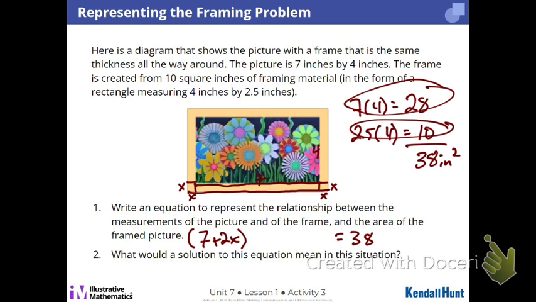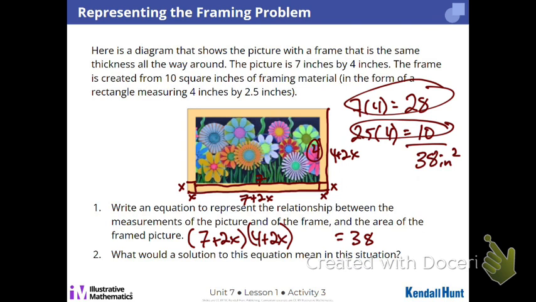Next, we're going to look at the height. I know the height has a 4 there. So what's this whole thing here? 4 plus 2x. Why can't it just be 7 plus 2x squared? Because it's not 7 by 7. It's a 7 by 4 picture with the same border on both sides.